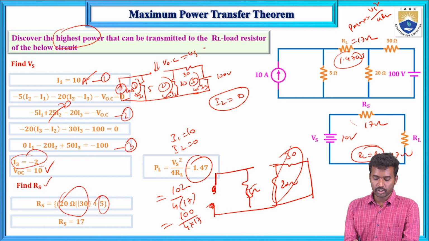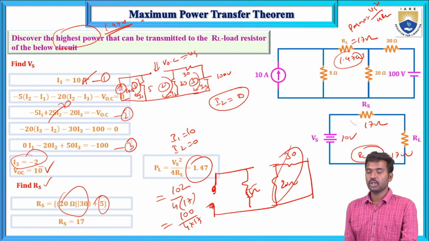So the highest power, the maximum power, is 1.47 watts.